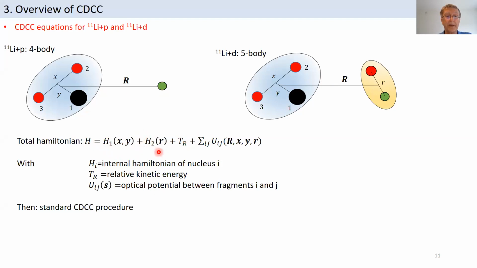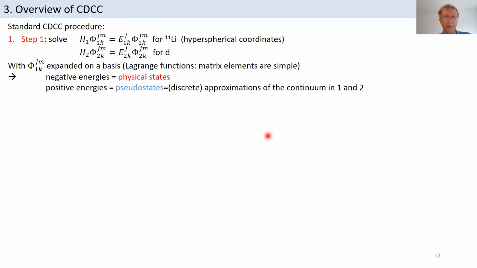Of course, this H2 here, which is associated with the deuteron, is 0 in the case of the proton. So as usual, you have kinetic energy, and then you have the various optical potentials between the different constituents. And then you use the standard CDCC procedure. And the procedure is here.